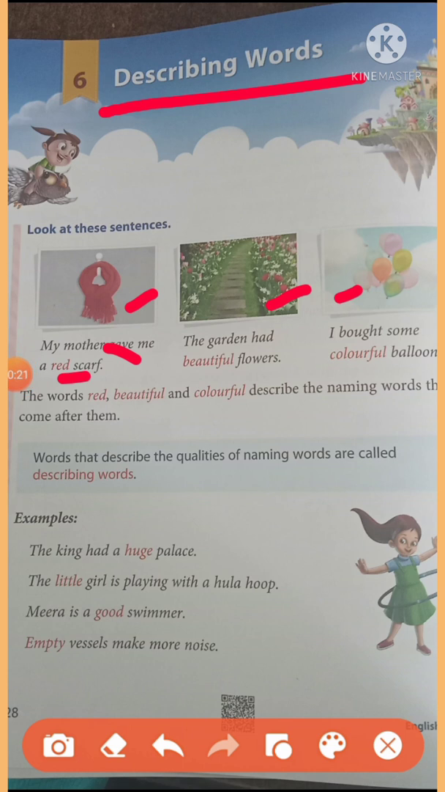What type of flower did the garden have? It had a beautiful flower. So beautiful is also an adjective. Third picture: what type of balloon? I bought some colorful balloons. So colorful is also an adjective. So the words red, beautiful and colorful describe the naming words that come after. Words that describe the quality of a naming word are called describing words. Now see, children, downside.